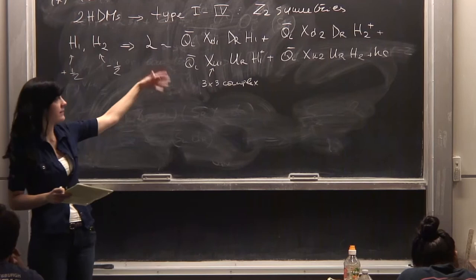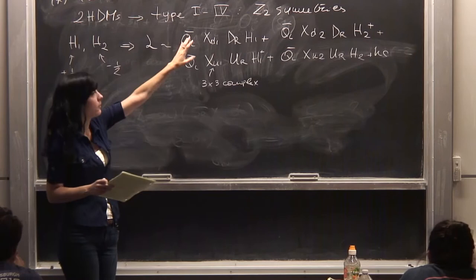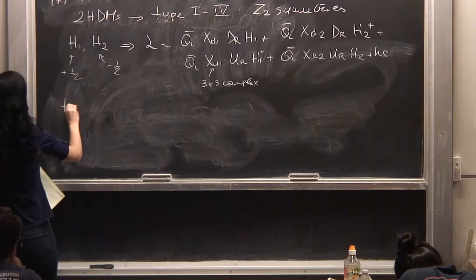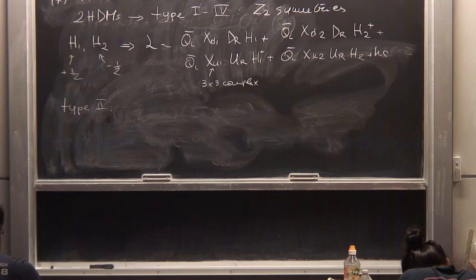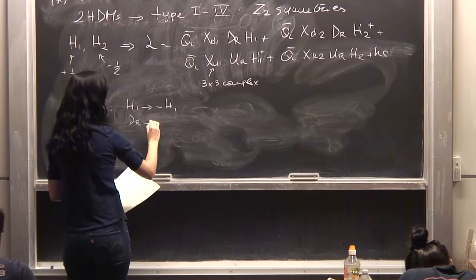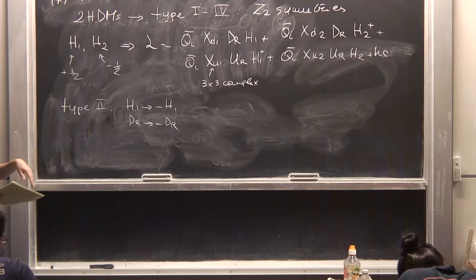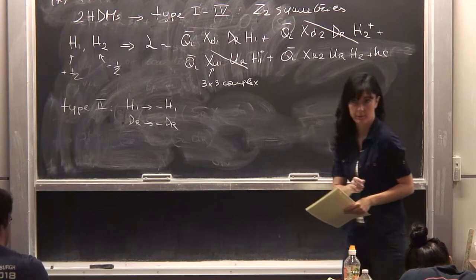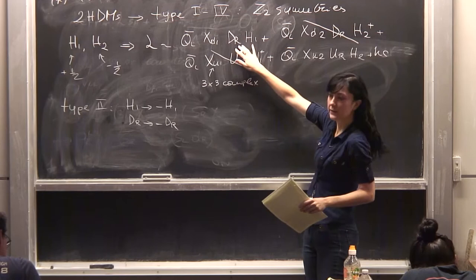once I have 2 Higgs doublets. But then, going back to our type 1, 2, 3, 4 two Higgs doublet models, the idea here is to impose some Z2 symmetry in such a way that some of these Yukawas are equal to 0. More specifically, for type 2, this is the SUSY-like two Higgs doublet model. Type 2 has this property of transformation under Z2: Higgs1 goes to minus Higgs1, D right goes to minus D right. And at the end of the day, if I impose this, this is not allowed anymore, and this is also not allowed anymore. So I will have one Yukawa for the down type quarks and one Yukawa for the up type quarks.